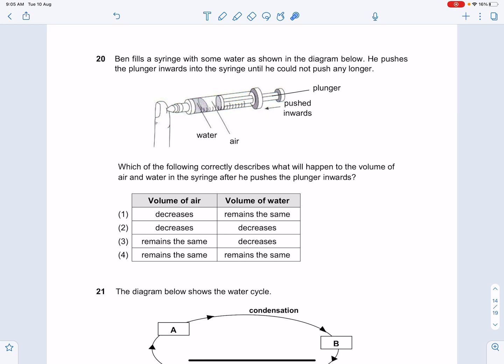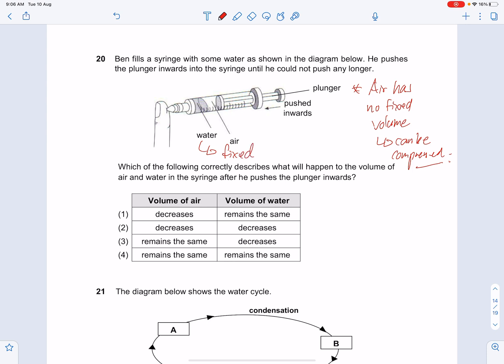So in this case, we need to recall, what are they testing you on? They're testing you on whether or not the matter has a fixed volume. So we know that air has no fixed volume, and hence it is able to be compressed. Whereas your water in this case has a fixed volume because it's liquid and it cannot be compressed. So right off the top, very simple. The answer is 1. The volume of air will have decreased because when you push, you are compressing the air. So when it compresses, the volume actually becomes smaller. But for water, it has a fixed volume. It cannot be compressed and it will remain the same.